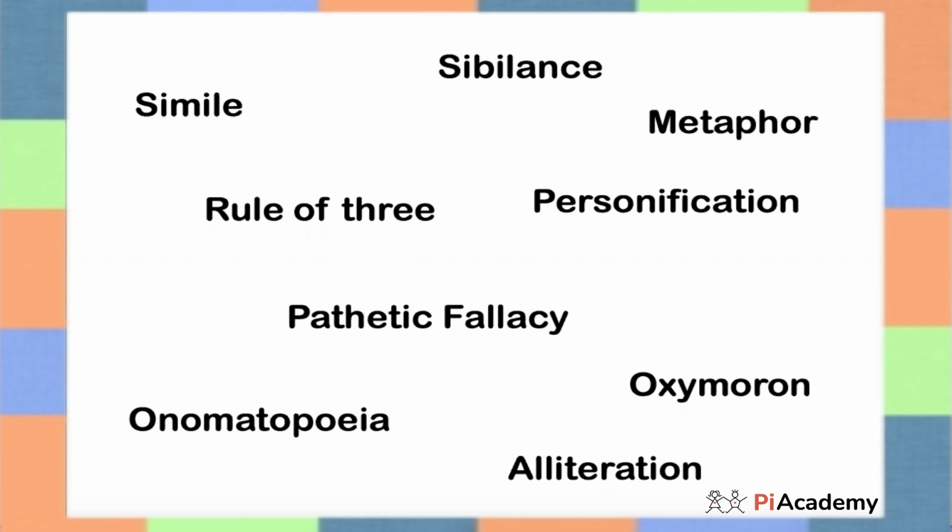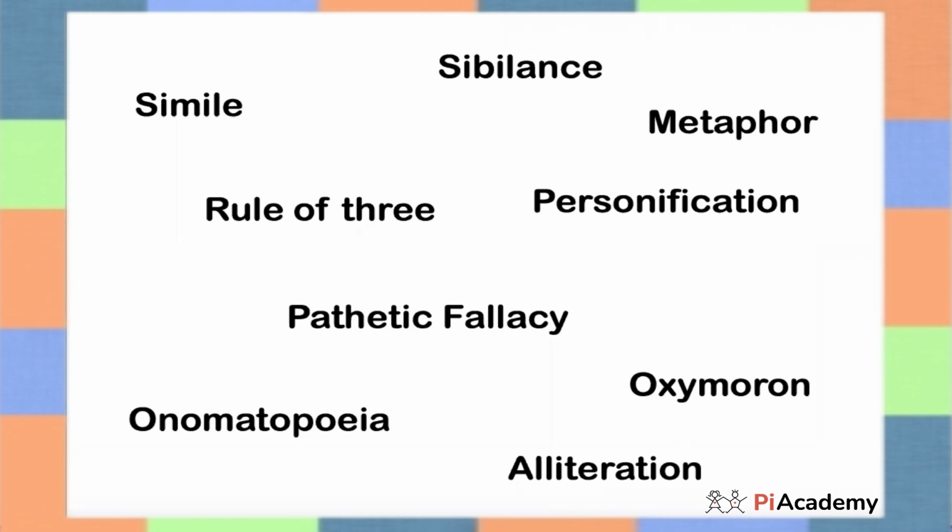Ma'am, could you repeat what sibilance is? It's the repetition of the S sound. So a slippery snake in the storm. Metaphor, saying something that is something else. So the trees were giants. Rule of three, also known as tricolon, a list of three things. Add emphasis to your writing.